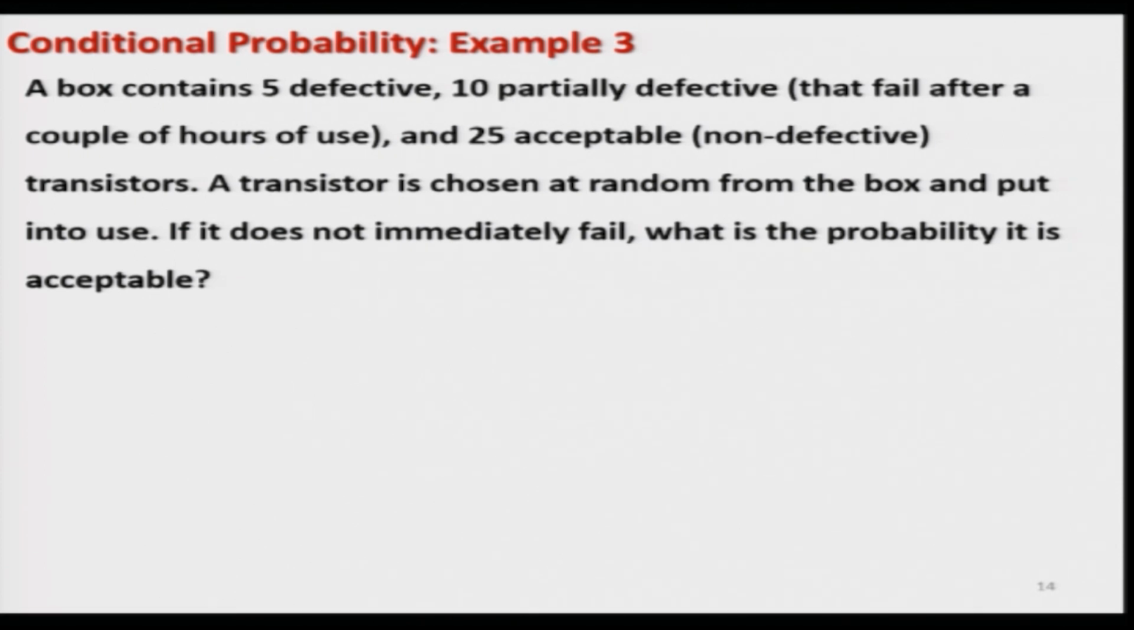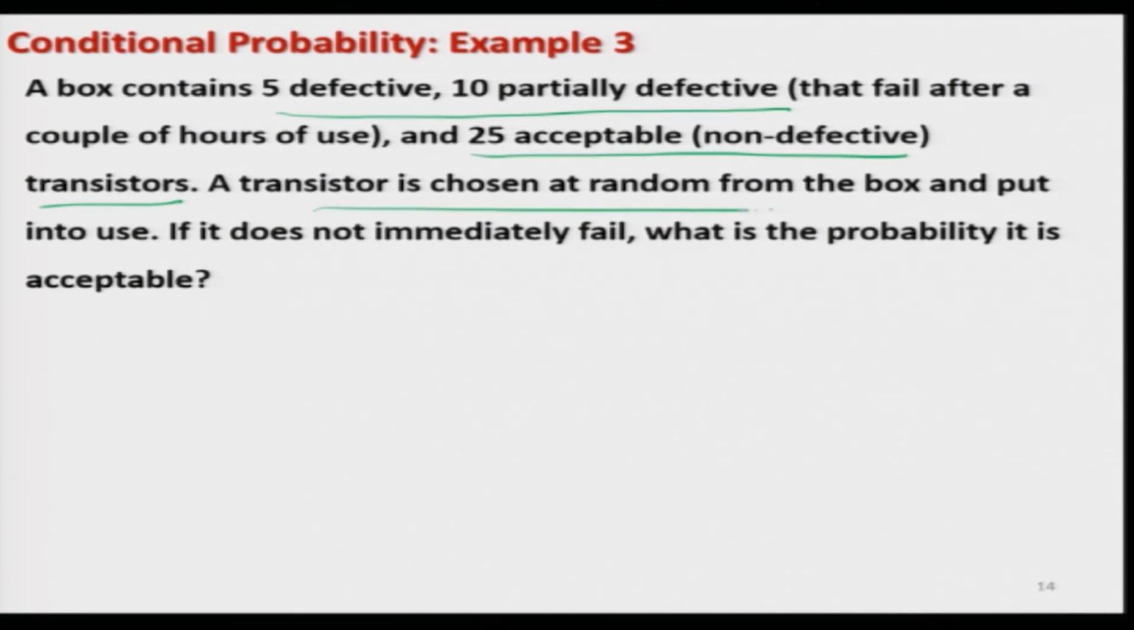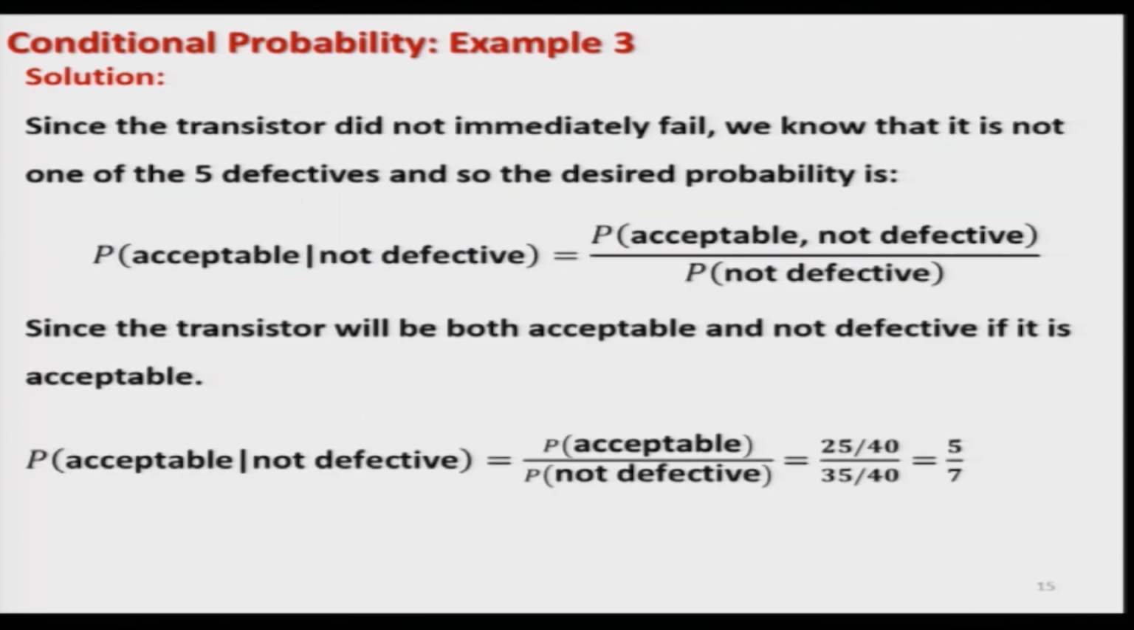Now I take one more example. Suppose there is a box which contains 5 defective, 10 partially defective transistors, meaning those which fail after some time of use, and 25 acceptable, which are non-defective transistors. A transistor is chosen at random from the box and put into use, and suppose it does not immediately fail. We want to know the probability that it is acceptable. You can see in all these examples, there is always a condition under which we are trying to find the probabilities.